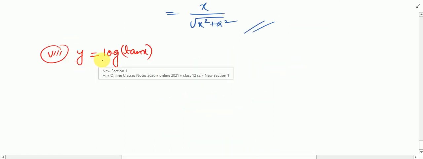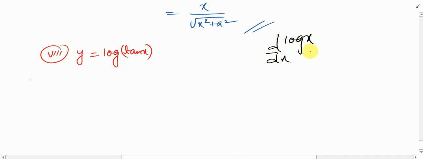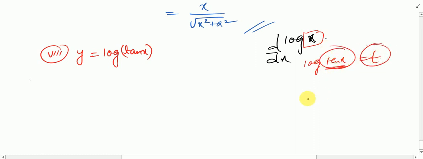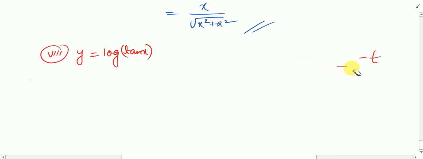See the next question. Here y equal to log tan x. We have a formula for log x, but in our question this is not only x, this is tan x. So this whole thing should be put as t. If you want to use chain rule, then you have to do it like this.